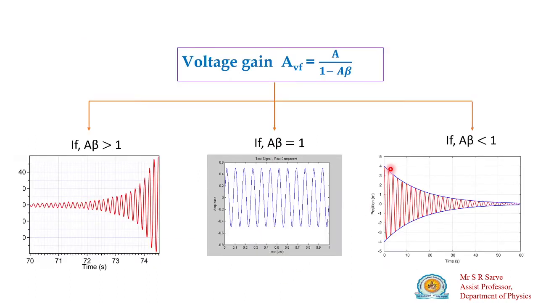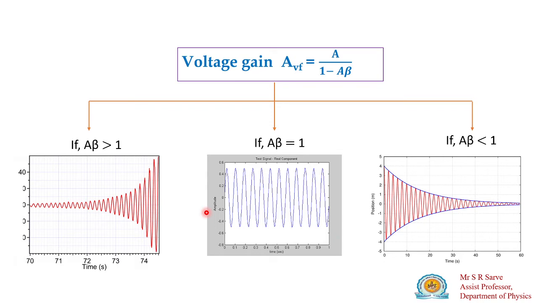Now, what is the output waveform of the oscillator? As time proceeds, the amplitude of the oscillation obtained from the output of the oscillator goes on increasing. When is this possible? When the product of the amplifier gain and the feedback gain, this A into beta value, is greater than 1, then it generates the output of increasing amplitude.